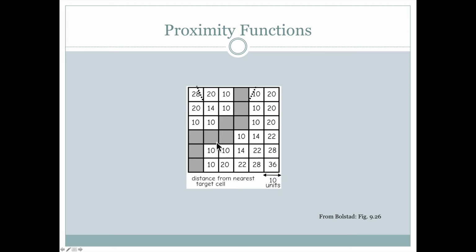10 units, it's easy if they're touching along a line, right? This one is 10, this grid cell is 10 units from this gray grid cell, and this grid cell is 10 units from this gray grid cell. Same here with these two.